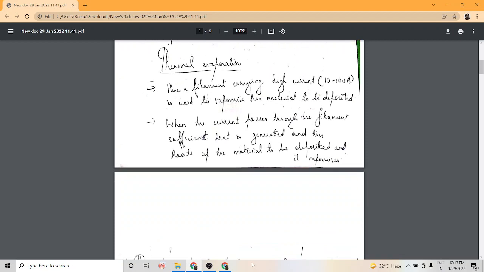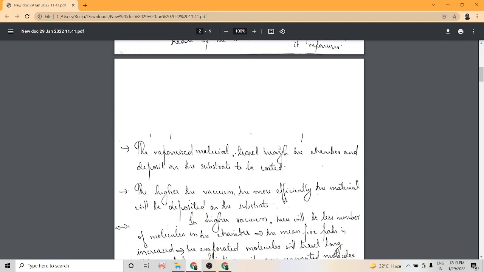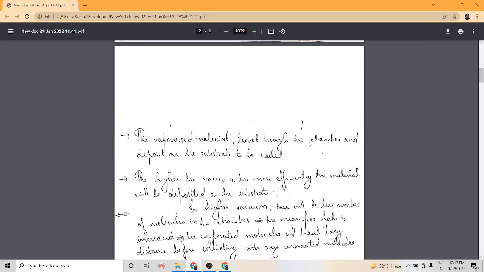Here, a filament carrying high current from 10 to 100 ampere is used to vaporize the material to be deposited. The range of temperature depends on the nature of the filament and the material to be vaporized. Now, the current passes through the filament to produce sufficient heat, and this heat is used to vaporize the material to be deposited. The vaporized material then travels through the chamber and gets deposited on the substrate, which is to be coated. I hope you have understood.